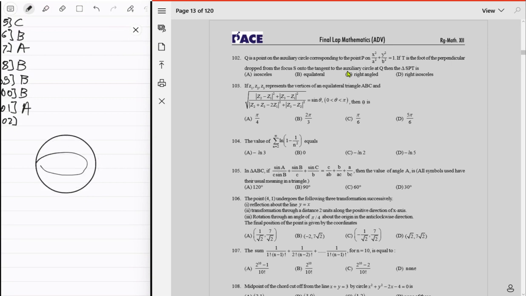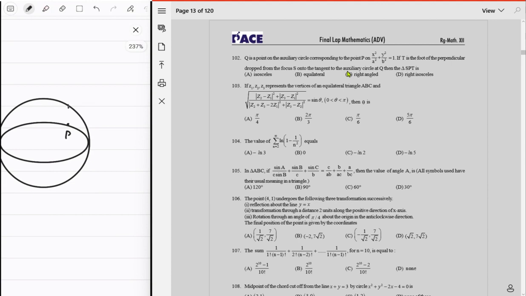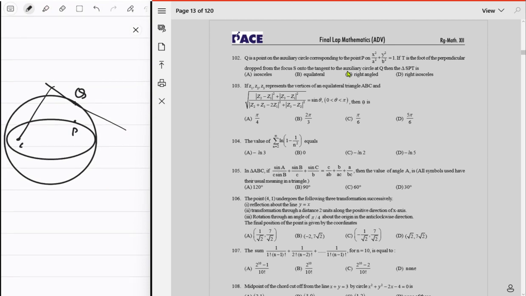Auxiliary circle, ellipse. Let's make it a bit bigger, right? So this is P, and you have made its Q. T is the foot of perpendicular dropped from the focus S, so S will be somewhere, like this. Tangent to the auxiliary circle at Q. So basically on this, right? Then triangle SPT is... this triangle. Okay, very weird.